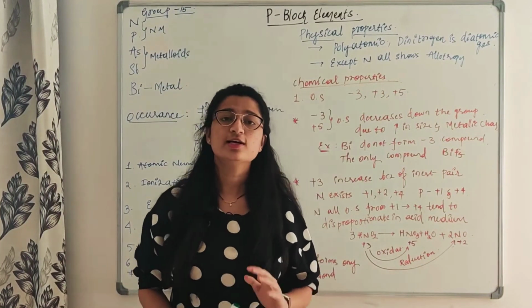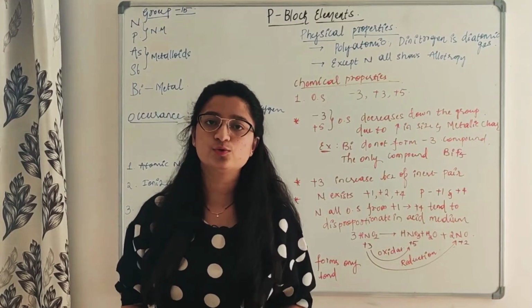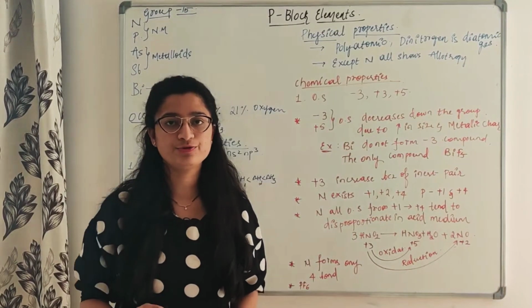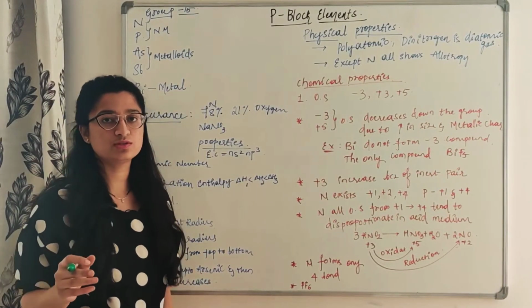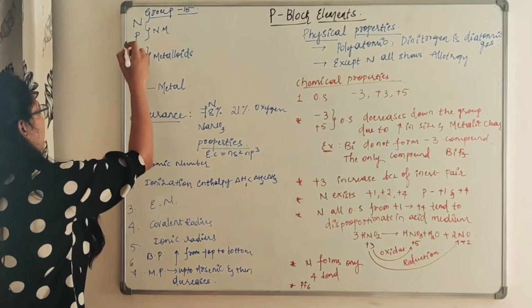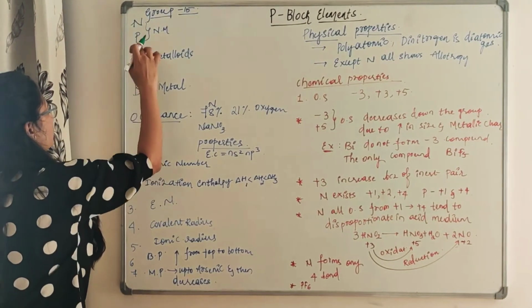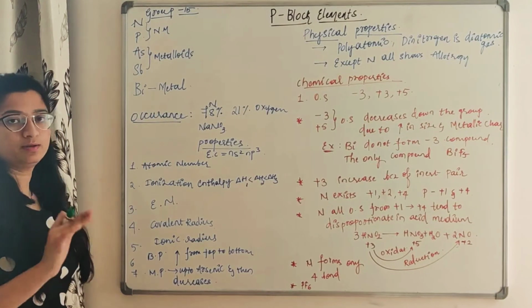Hello dear students, in this video let us start the p block elements, that is the first group of this p block, group 15 elements. So now let us see which are the elements that belong to this group 15. Group 15, the first member of this is nitrogen. So nitrogen, phosphorus, arsenic, antimony and then bismuth.